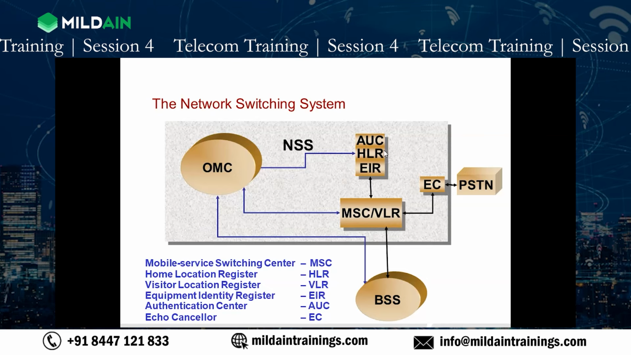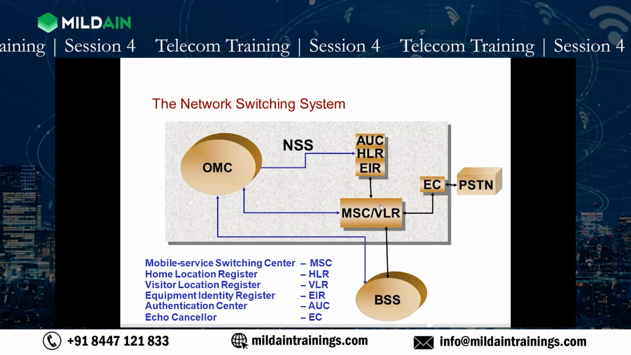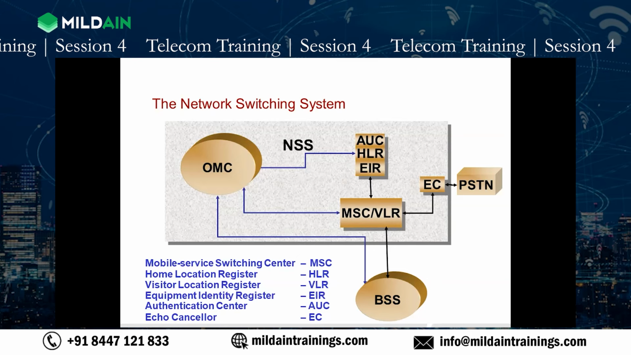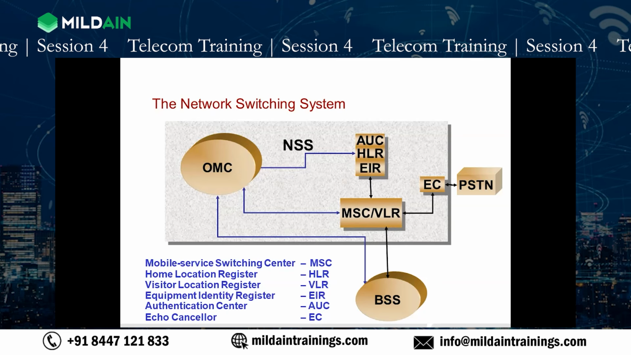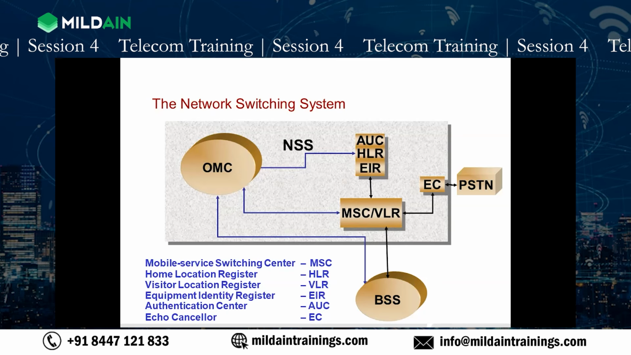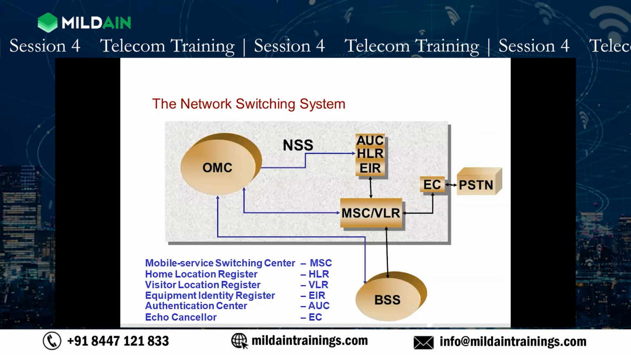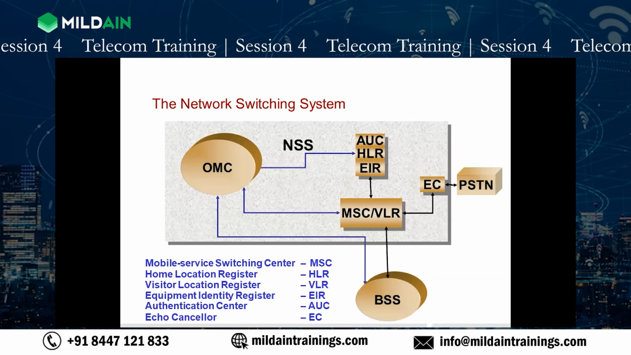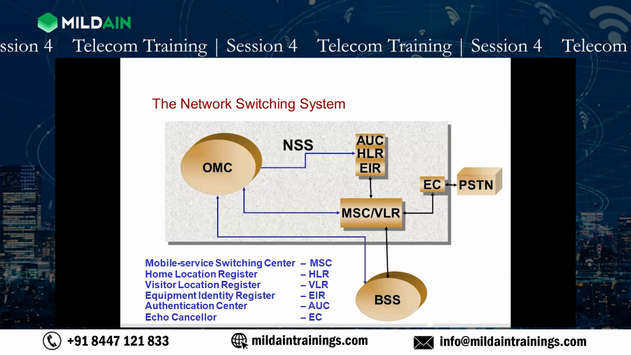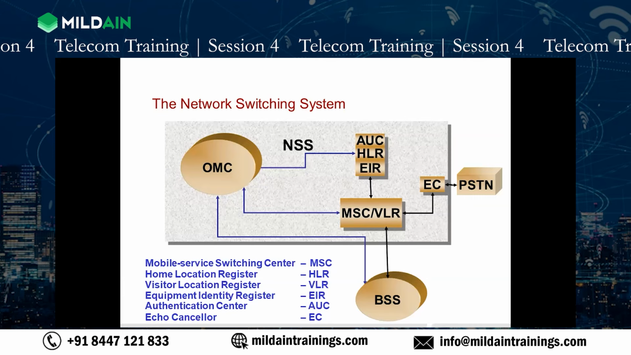So in this case, they are doing the authentication, VLR or HLR. Then AUC, the authentication center, and the equipment identity register. Equipment identity register means the IMEI number of the cell phone is checked to see whether it is registered from an authorized manufacturer. So generally equipment authentication is also done. SIM card authentication and equipment authentication, both we are doing.